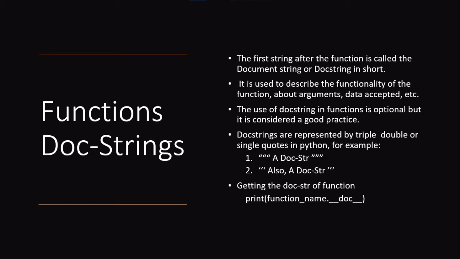A docstring is used to describe the functionality of the function, about the arguments taken, the data type accepted, a brief description of the function, that what it is actually going to do. Even though docstrings are optional, they are recommended because they help in increasing the readability and maintainability of the code. It's actually a good practice to use docstrings.